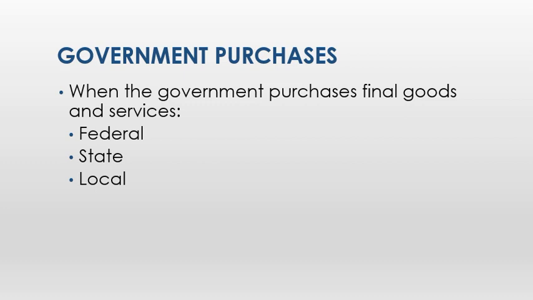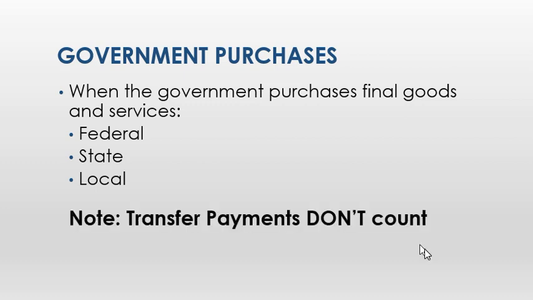Okay, so government purchases is when the government purchases final goods and services, and that's for all three levels of government, federal, state, and local governments. So one thing we need to note here is transfer payments aren't going to count. A transfer payment is when the government takes money from one group and gives it to the other, and the group that's receiving the money does not have to do anything to receive that money. There's no exchange of goods and services.